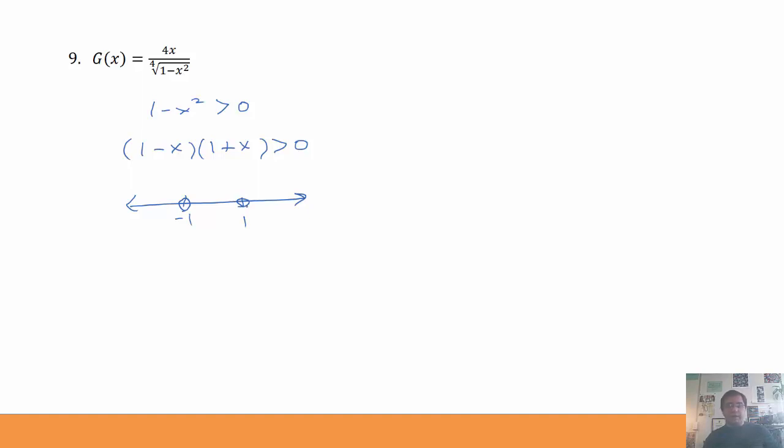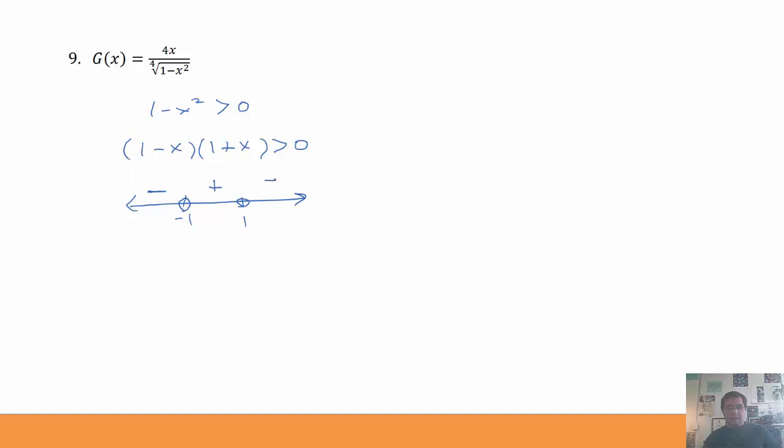I pick a number in each of those 3 sections, plug it into that factored expression, and see if it's positive or negative. So I pick negative 2, plug it into this factored part. 1 minus negative 2 is a positive 3. 1 plus negative 2 is negative 1. Positive 3 times negative 1 is a negative number. Mark it as negative. Go in between negative 1 and 1, like 0. Plug it in, I get 1 times 1, which is a positive 1. Mark it as positive. Pick a number bigger than 1, like 2. Plug it in. 1 minus 2 is negative 1. 1 plus 2 is 3. Negative 1 times 3 is negative 3. Mark that section as negative.